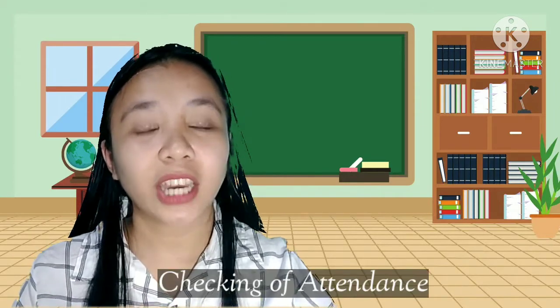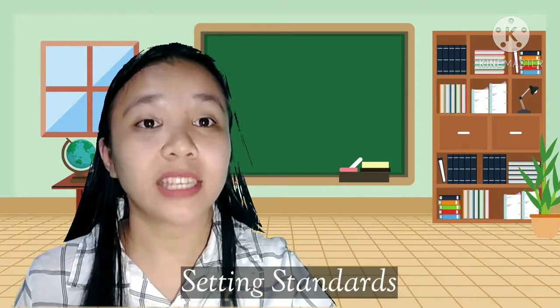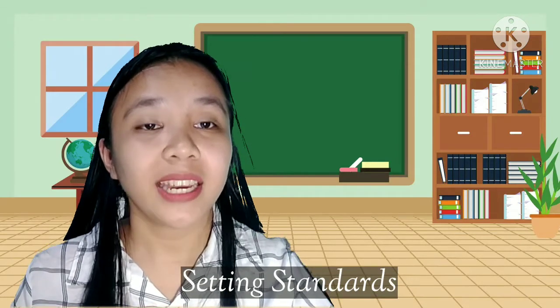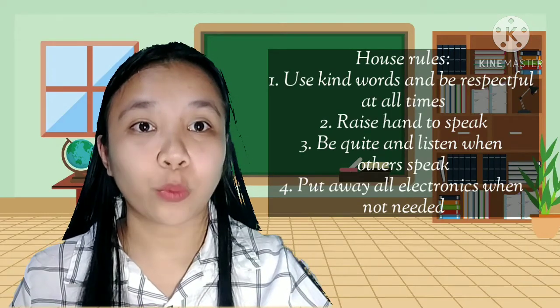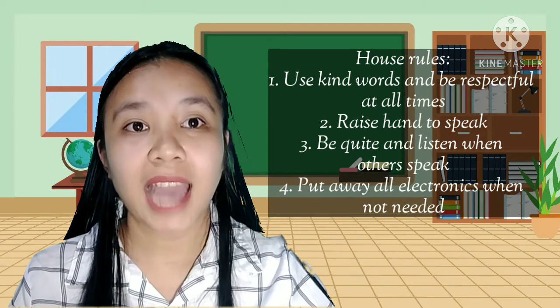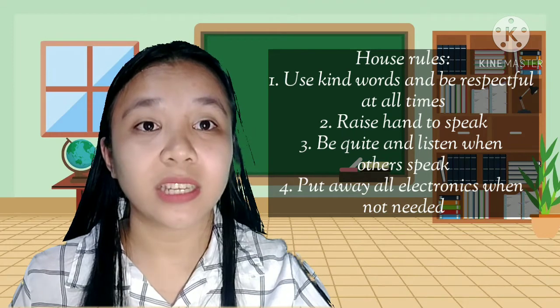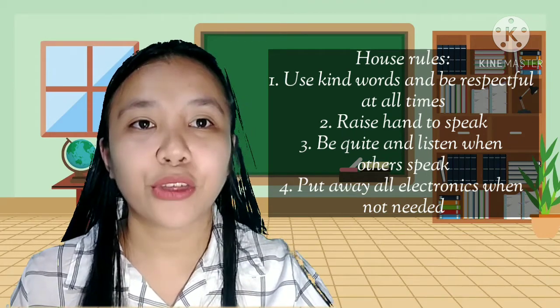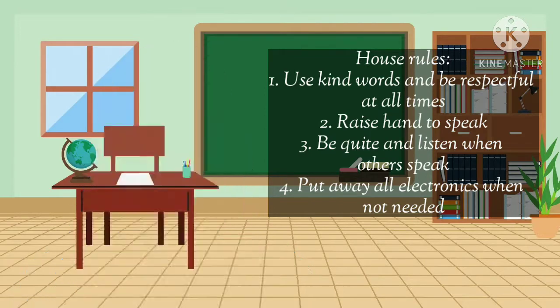Then, the checking of attendance through the class monitor and setting up the standards by putting up the house rules, which are: first, use kind words and be respectful at all times; 2, raise hand to speak; 3rd, be quiet and listen when others speak; and 3rd, put away all electronics when not needed.